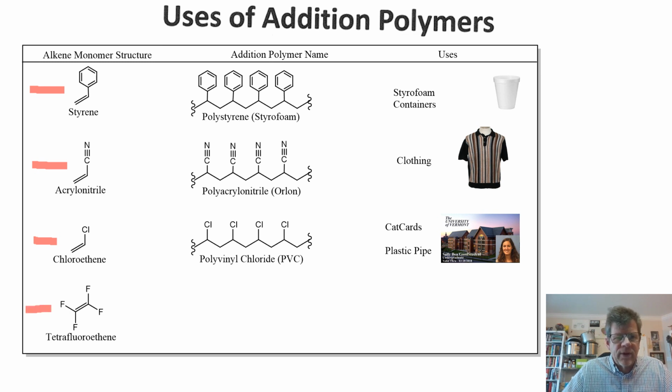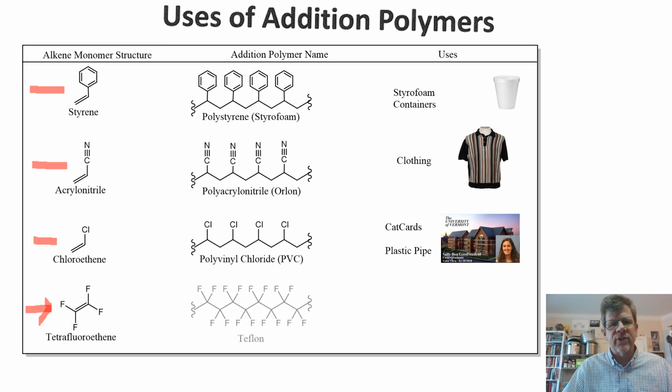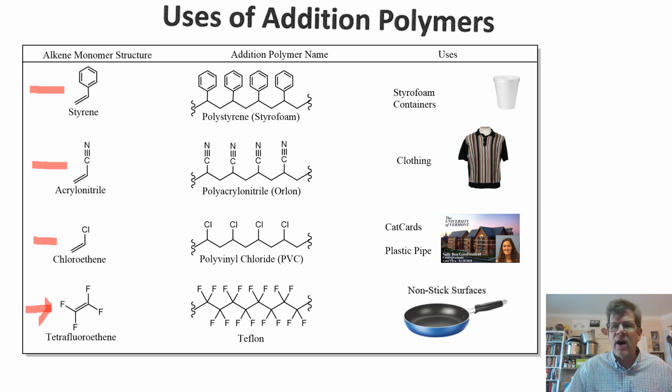Lastly, this is really weird. Somebody said, all right, let's take an alkene and totally take ethene. We'll take off all of the hydrogens and replace them all with fluorines. So we have this tetrafluoroethene monomer. And if we were to take this and form an addition polymer out of it, well, we get what in the industry they call Teflon, which is known by almost everyone as a non-stick surface on frying pans or what have you. This is a huge application of a particular plastic.